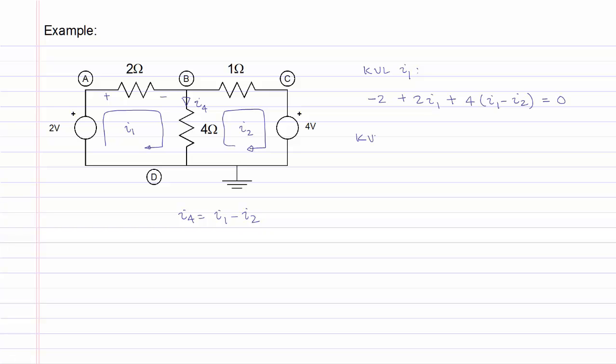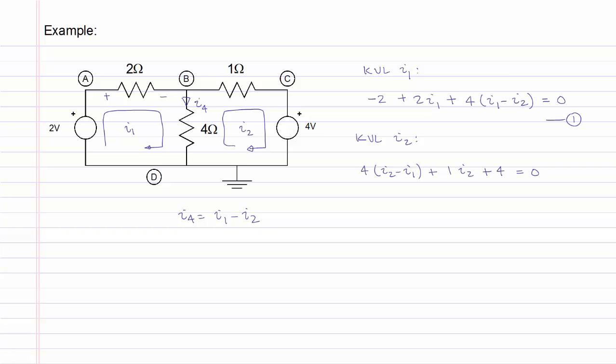Next, we will write KVL for the mesh current I2. The voltage drop across the 4 ohm resistor in the direction of the mesh current I2 will be 4 times (I2 minus I1). The voltage drop across the 1 ohm resistor will be 1 times I2. And finally, we have another voltage drop of 4 volts, which will be written as plus 4, and this is equal to 0 to satisfy KVL.